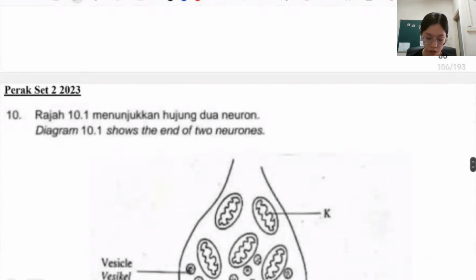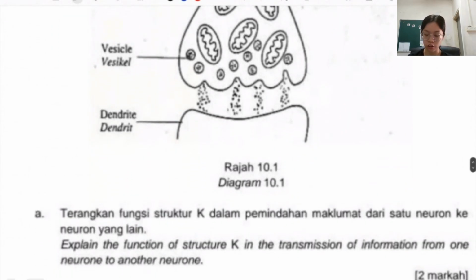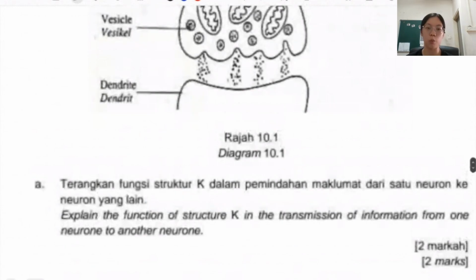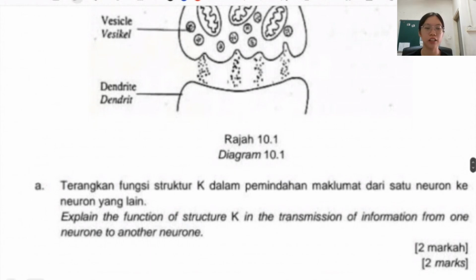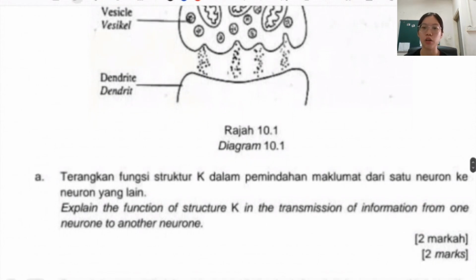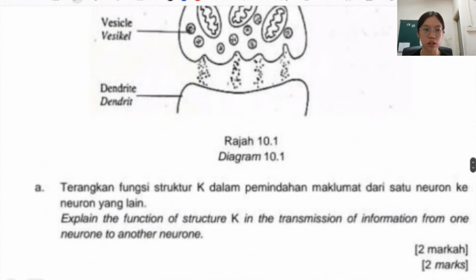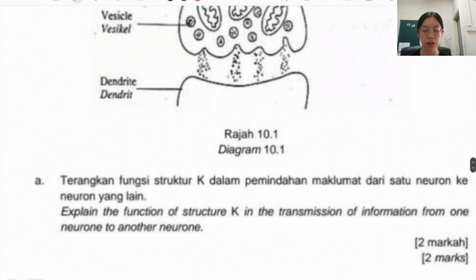Okay, moving on to this part right here. This is the end of the synaptic knob, and K is the mitochondria. The vesicle is a synaptic vesicle, whereby it releases the neurotransmitter. So, function of structure K in transmission of information from one neuron to another neuron. Mitochondria, what does it do? It generates energy, a very obvious answer. And energy to do what? For the release of neurotransmitter. So it allows the vesicle to release neurotransmitter across the synapse.